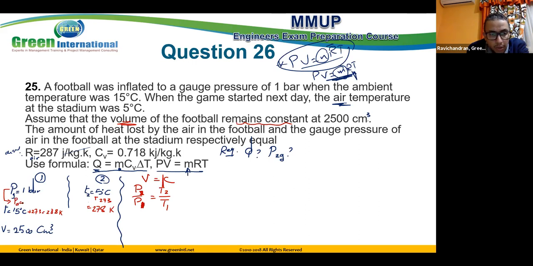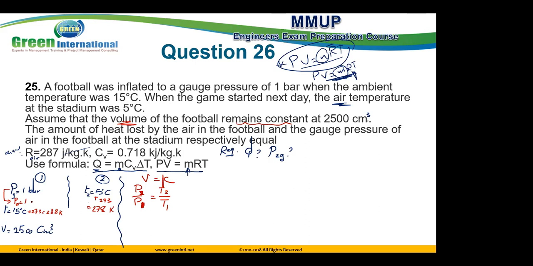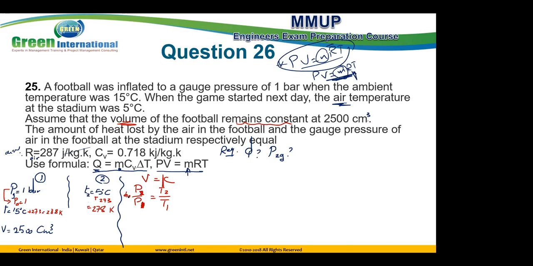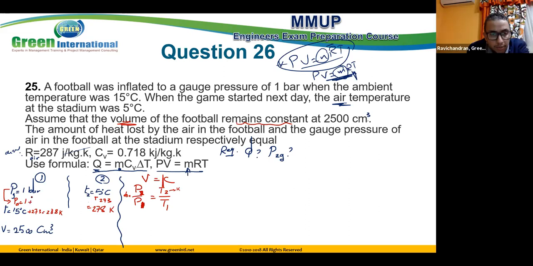P absolute equals 1 bar. So P2 by P1 plus the atmospheric, 1.013. In the formula, T in Kelvin, P in absolute, right, sir? Yes, pressure in absolute, temperature in Kelvin. So for 1 bar, I will add 1.013 bar. This is atmospheric, correct? Yes.